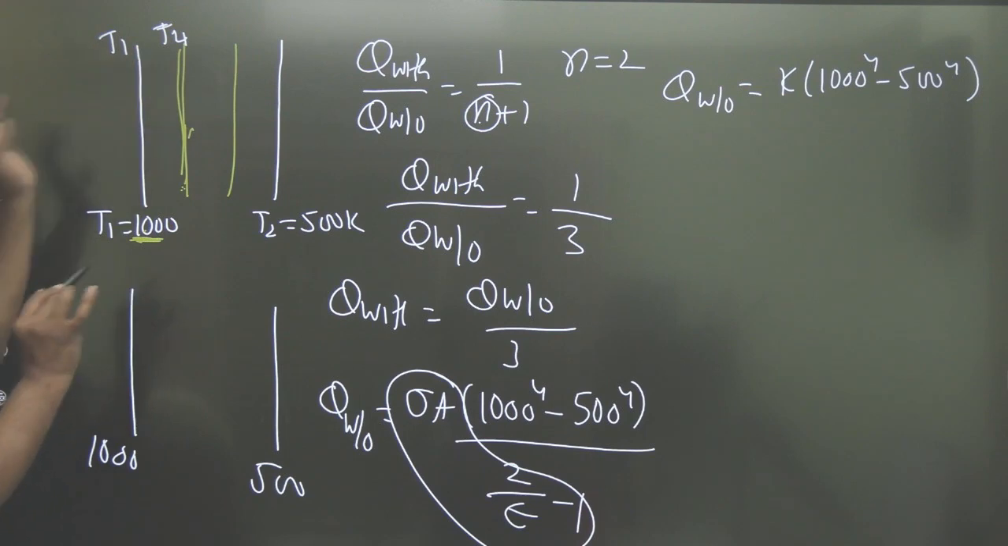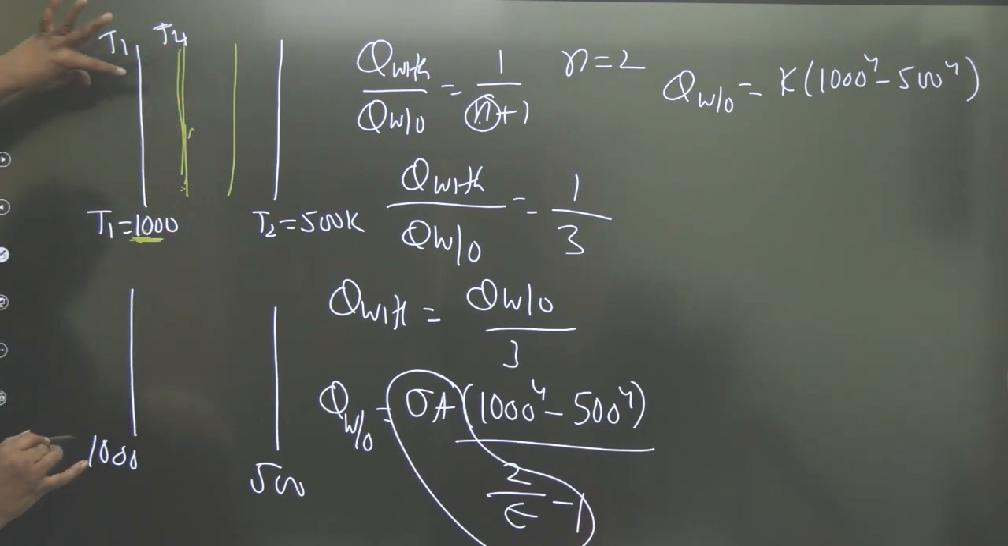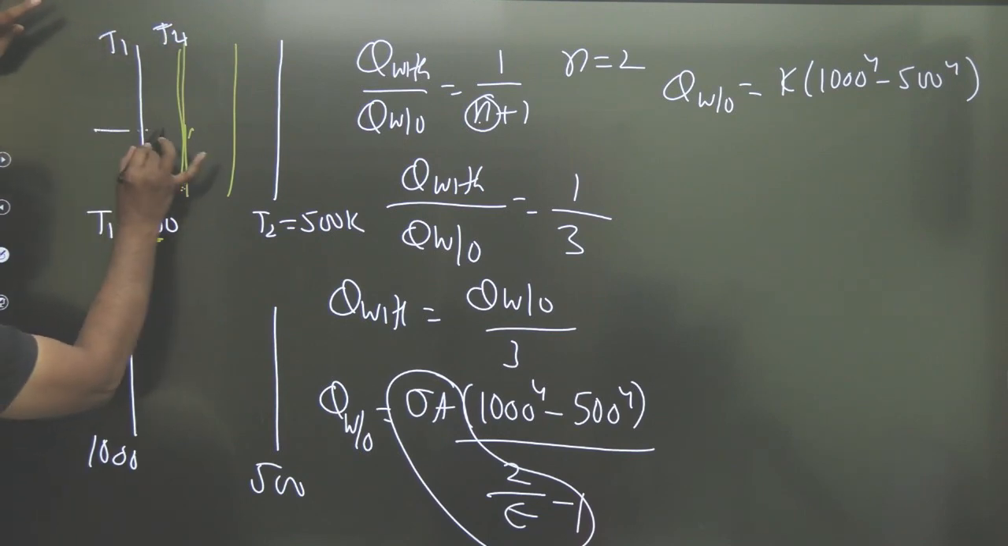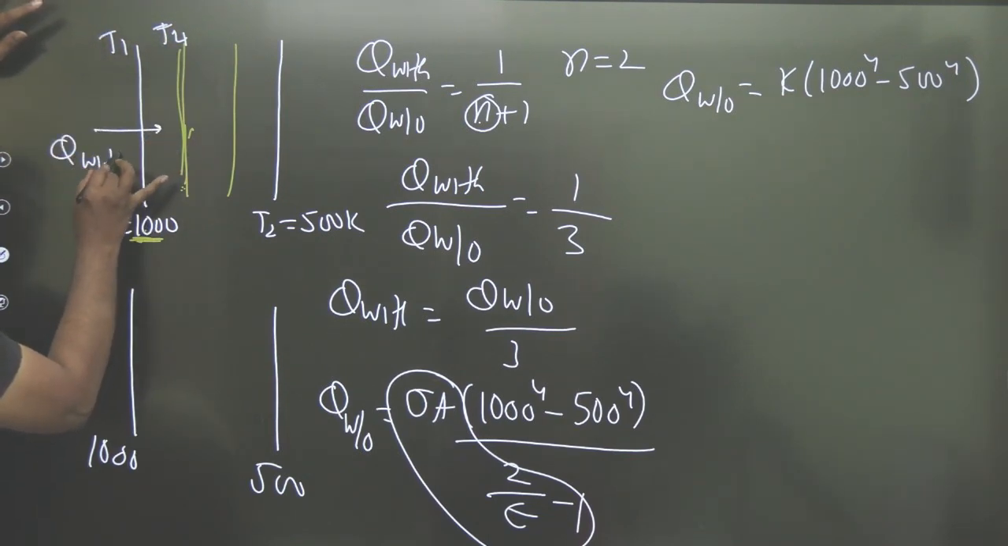Let us take this to be T4. I don't know what this T4 is. So, I will apply it. I have used two shields. Let this be T4. So, this is the heat transfer with shield. What will be the equation?